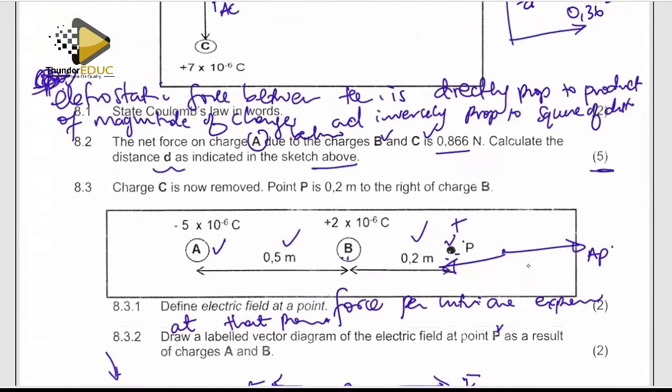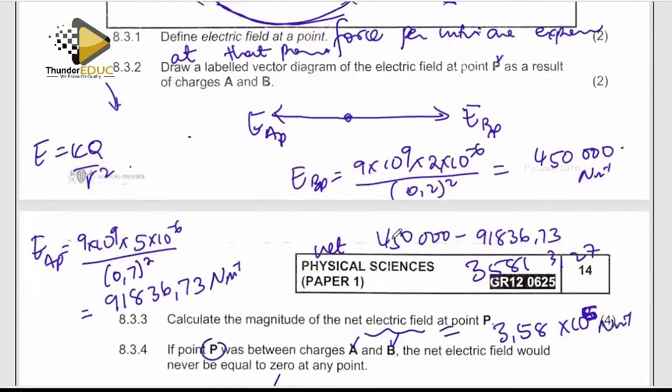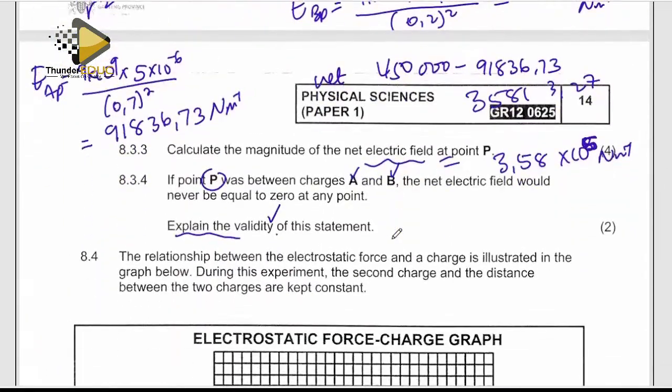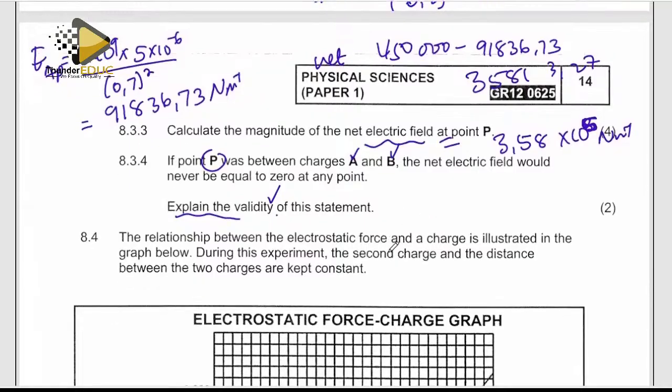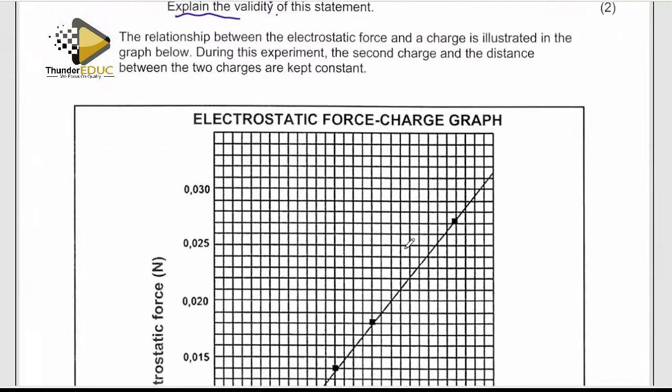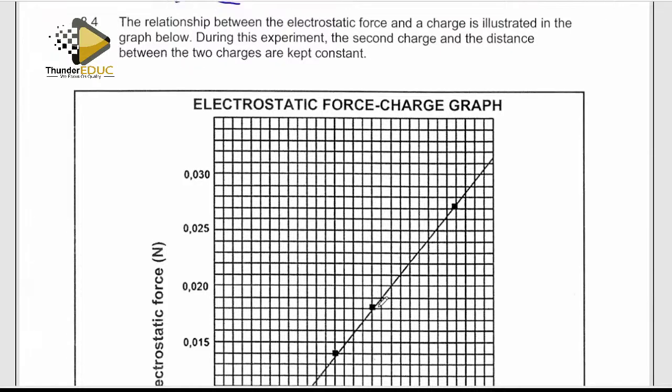Now, if P is removed and placed somewhere here, the fact that this is a positive charge and this is a negative charge, there's going to be a transfer of field lines. We can only get a net of 0 if the charges are the same and there is some bit of repulsion in that manner. But in this case, the signs are opposite, which means there is an attraction force that must always be greater than 0.